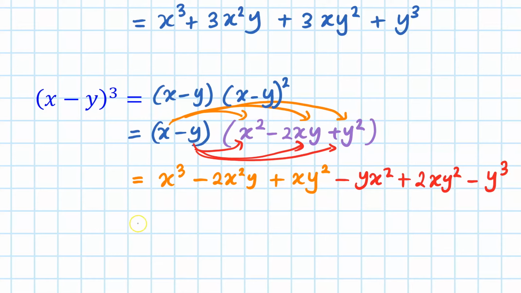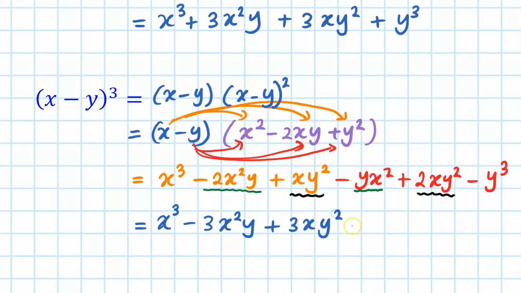Now let's pull the like terms. X cube, it's only 1 here. And then if I look at x squared y and x squared y, or yx squared, they're the same, but negative 1 here, negative 2 there. Therefore we would have altogether 3 of them, but negative, x squared y, as well as we would have here xy squared, 2 of them. Now in this case it's positive, and then finally we have y cube.